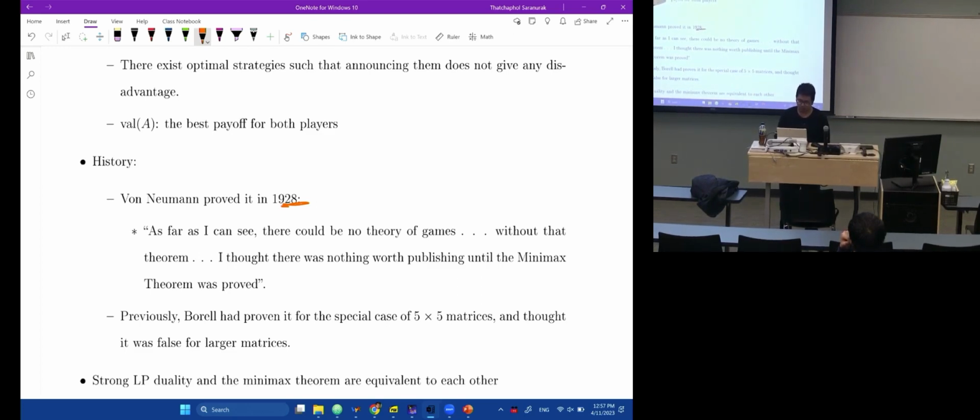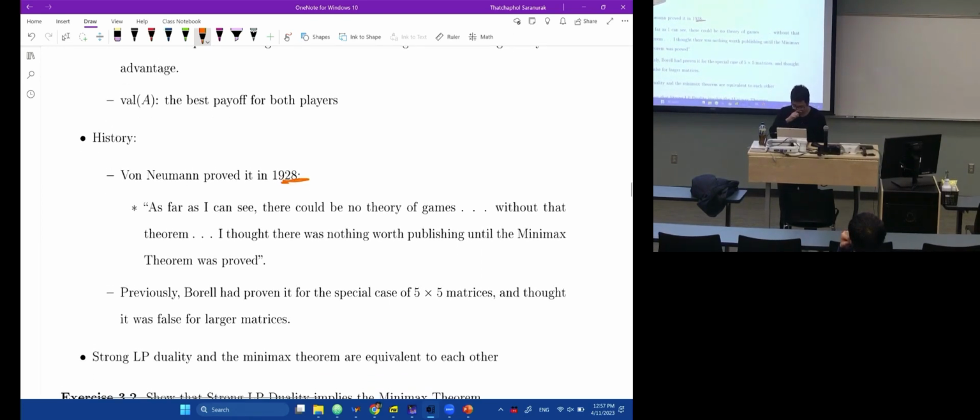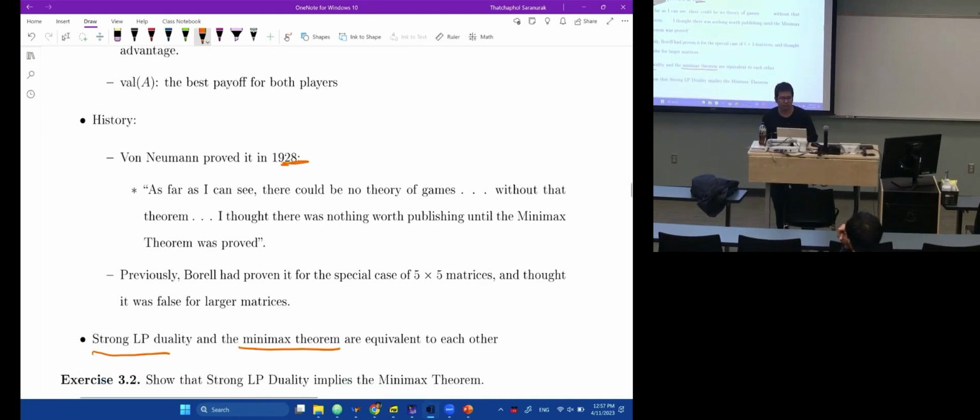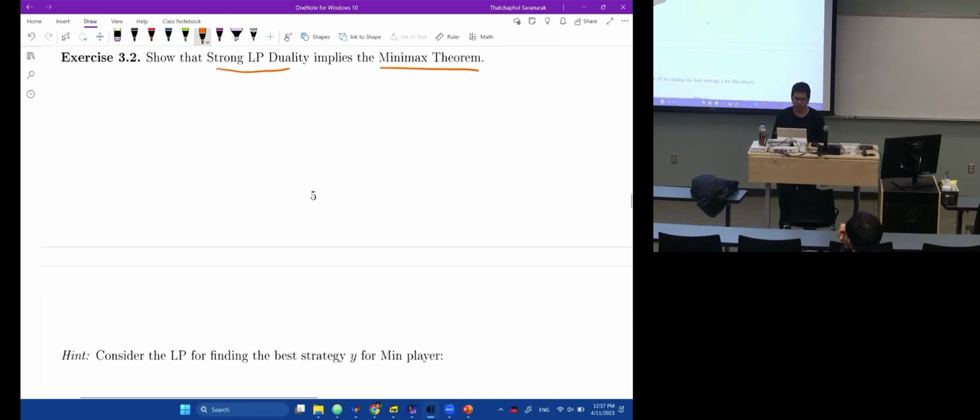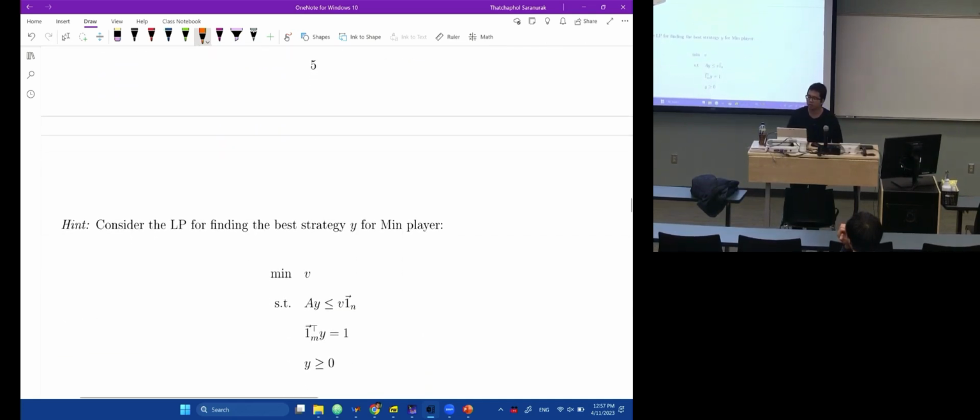Okay, so why do I talk about this? This is because strong duality and the Minimax theorem are actually equivalent. One direction is easy. You can actually show easily that strong duality implies the Minimax theorem. And how do you do this? Well, you can try to do this at home, but the hint is that you can consider some LP for finding the best strategy for Y, for the min player.